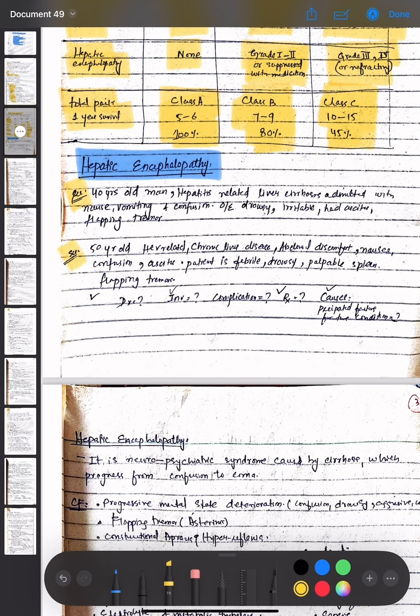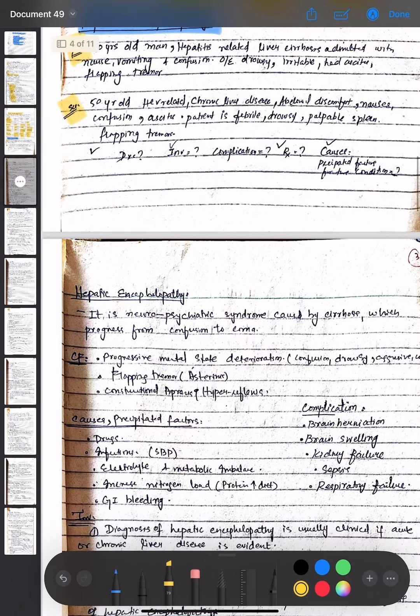The next scenario is a 50-year-old patient with HCV related chronic liver disease and abdominal discomfort. Nausea, confusion, ascites is present. The patient is febrile, drowsy, and a palpable spleen and flapping tremors are present. So what are the diagnoses, the investigations, the complications, the treatment options, and the causes or precipitating factors for this condition? So let's define hepatic encephalopathy.